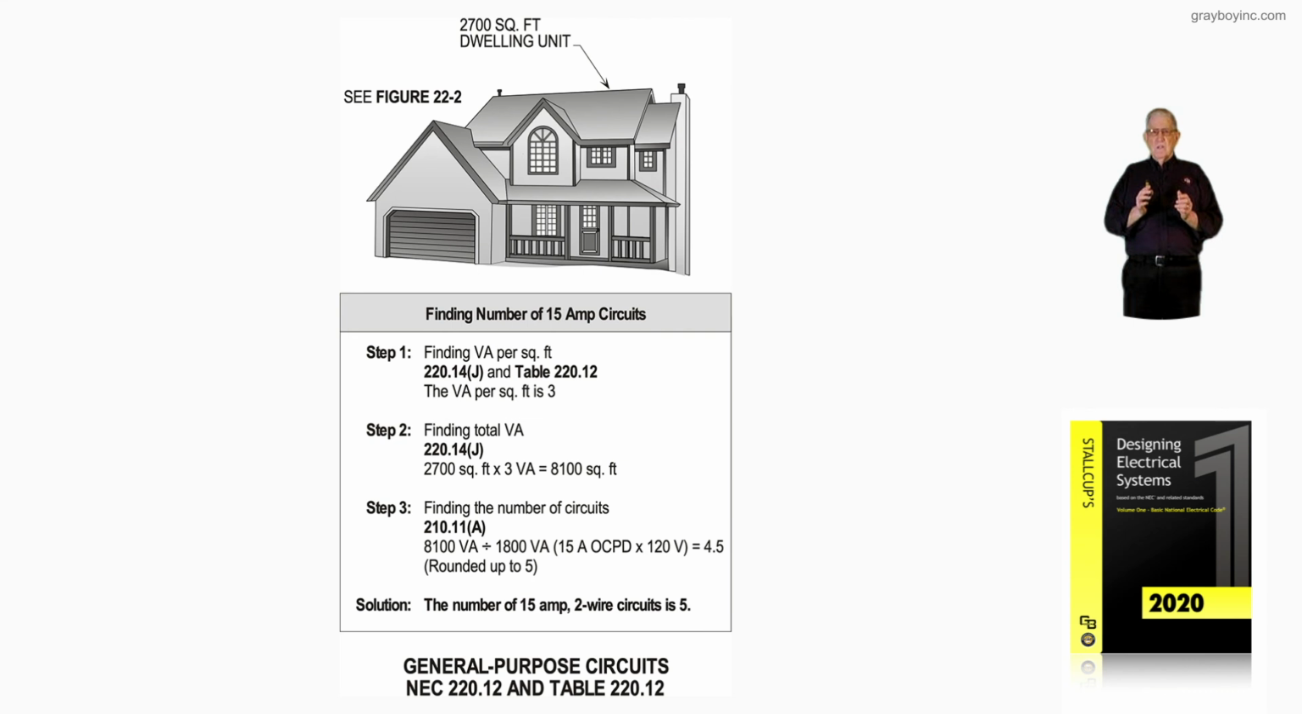But all this illustration is showing is how we would get, in step 2, the square footage area of the dwelling. And then step 3 shows how many circuits it would take to take care of the 8,100 VA. Now, if you want to look at this in more detail, just go to Figure 22-2 in chapter 22 of volume 2 of Stallcup's Designing Electrical Systems, or just go through with us chapter by chapter, reviewing the areas that you're concerned with. Now, with this thought in mind, we'll move to the next illustration.